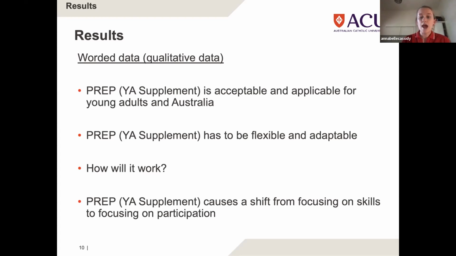Another common theme was how will it work? Clinicians agreed that the principles of PrEP aligned with the ethos of their organisation, but they were unsure of how they could integrate it with their current service. They agreed that time requirements, support from senior clinicians, and whether PrEP could be delivered in an interdisciplinary setting would impact whether it worked. They also discussed that PrEP and PrEP-YA helps them to focus on improving their clients' participation and not just developing new skills. Clinicians felt that focusing on participation helped them to be more client-centered because they were focusing on what was meaningful to the client.